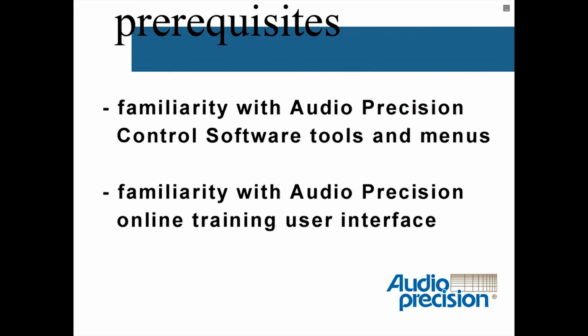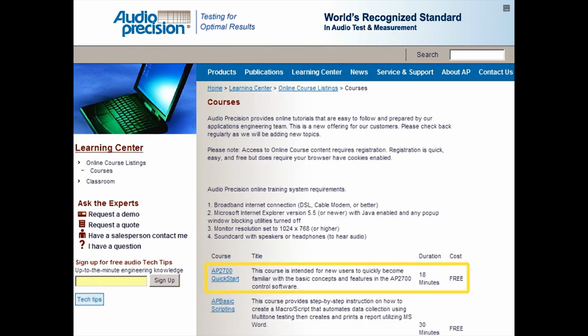I'll assume you're familiar with the tools and menus in Audio Precision control software, as well as the interface for Audio Precision online training. If not, please view the AP2700 Quick Start tutorial, which you'll find on the Learning Center online training homepage. You can click the Audio Precision logo at the bottom right corner to jump to the Learning Center. Otherwise, click the Continue button when you're ready to proceed.